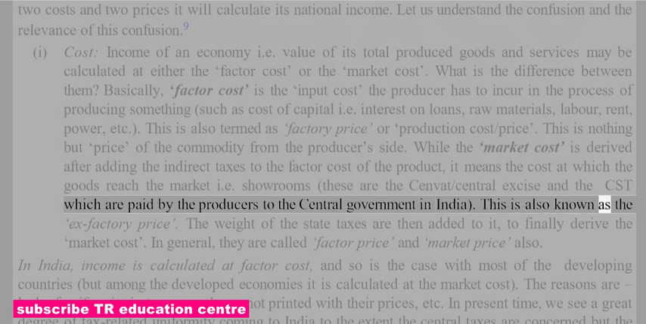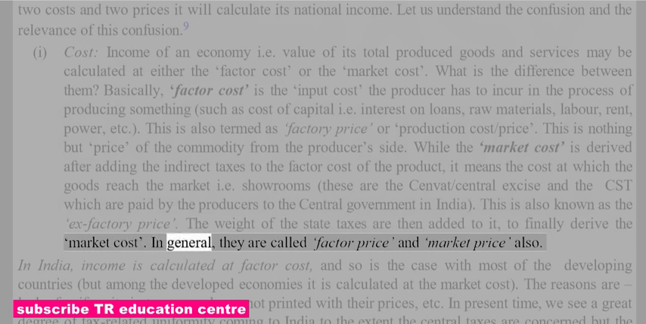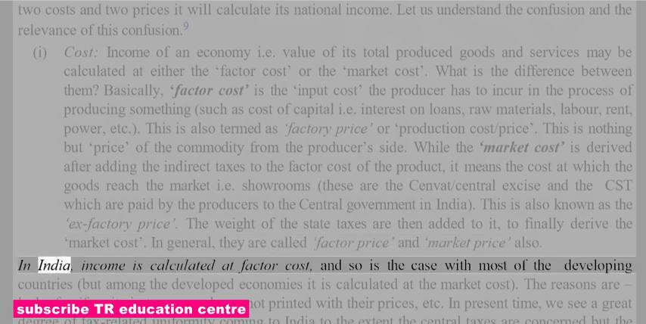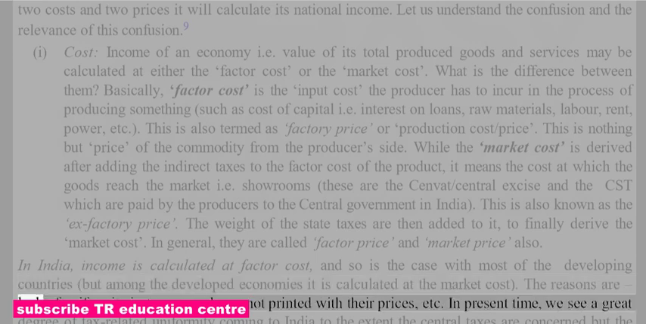This is also known as the ex-factory price. The weight of the state taxes are then added to it, to finally derive the market cost. In general, they are called factor price and market price also. In India, income is calculated at factor cost, and so is the case with most of the developing countries, but among the developed economies it is calculated at the market cost. The reasons are lack of uniformity in taxes, goods are not printed with their prices, etc.